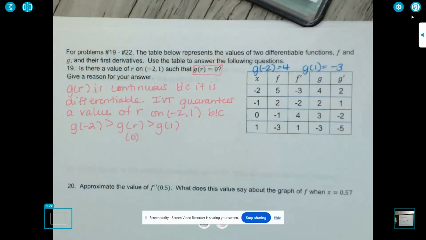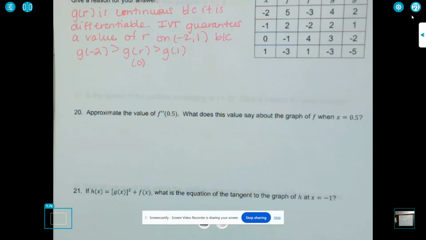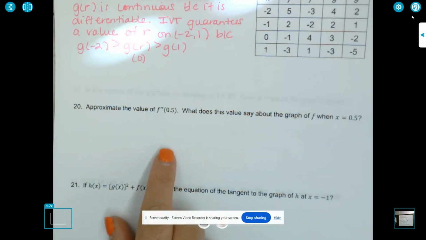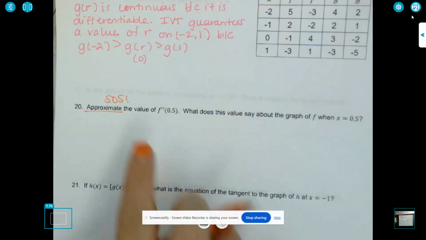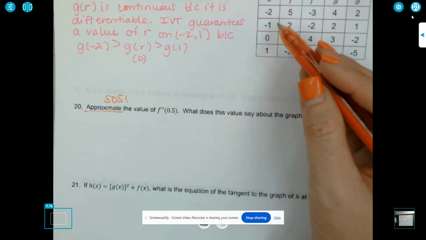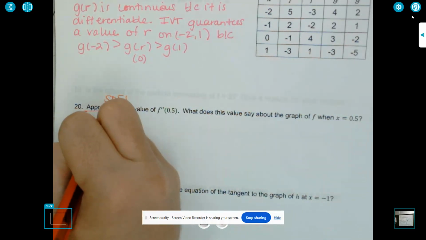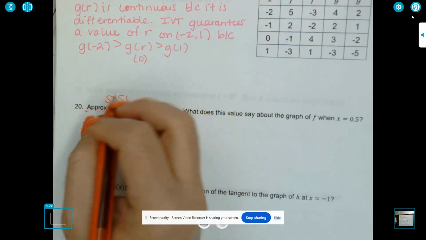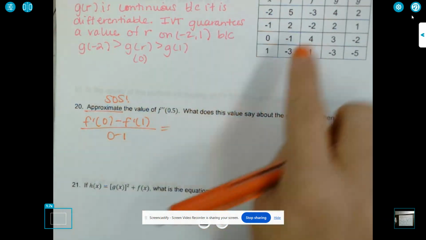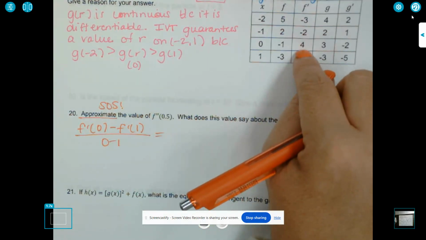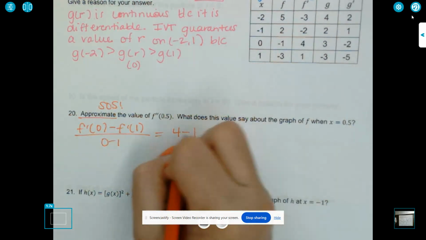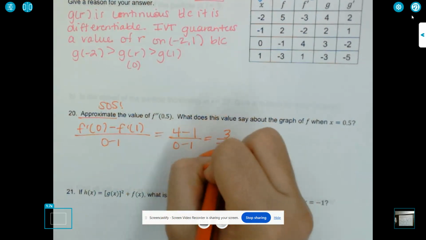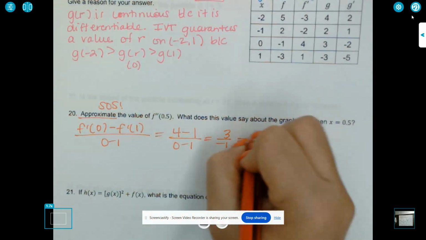Okay, so, all right, number 20. Approximate the value of f double prime of 0.5. When we're doing this, what does that value say about the graph? We're thinking of approximate, so we're thinking slope of the secant. For 0.5, we're going to go between 0 and 1. So we do f prime of 0 minus f prime of 1 over 0 minus 1. f prime of 0 is going to be 4, minus f prime of 1, which is 1, over 0 minus 1, so that's 3 over -1, which gives me -3.